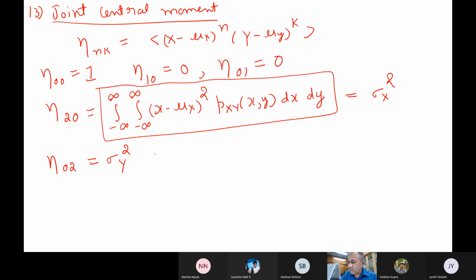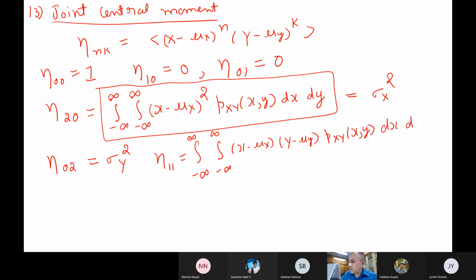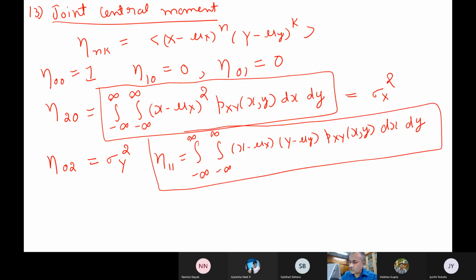And now the special thing is eta 1 1 actually. Integral from minus infinity to infinity, minus infinity to infinity, of x minus mu x multiplied by y minus mu y, pxy, x comma y dx dy. What is this quantity known as? Any of you know? What is the speciality of this one? Units are the same as the variance of x.